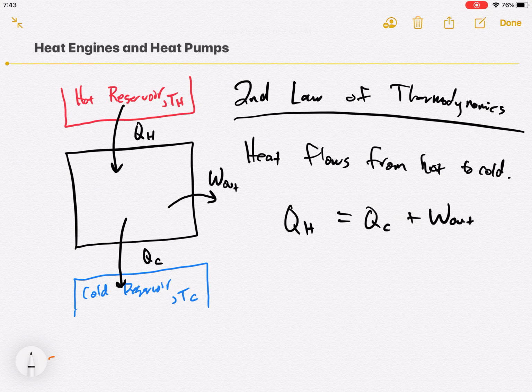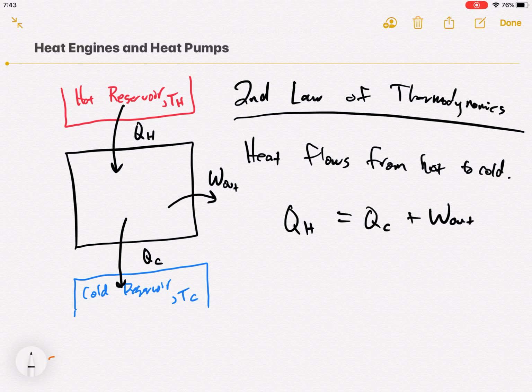Or you could think of it like this. You could say Q hot loses some energy to work. So Q hot minus work equals Q cold, which is what's left, the remainder. This is the same thing, just solved a different way. It's algebraically the same. Again, this is basically a consequence of the first law of thermodynamics.